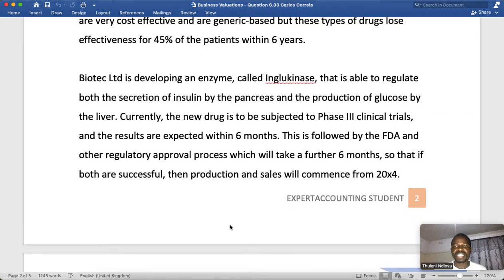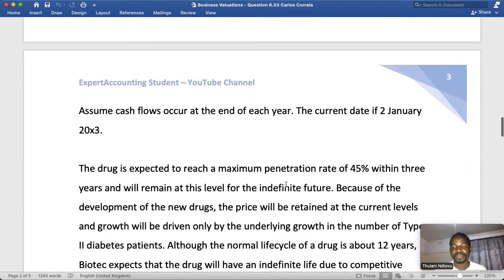Biotech Limited is developing an enzyme called inglukinase that is able to regulate both the secretion of insulin by the pancreas and the production of glucose by the liver. Currently, the drug is to be subjected to phase 3 clinical trials, and the results are expected within 6 months. This is followed by the FDA and other regulatory approval process, which will take a further 6 months. So that 6 months plus 6 months, it will be 1 year. So that if both are successful, then production and sales will commence from 20x4.